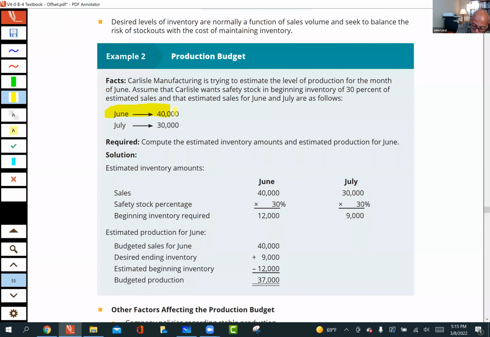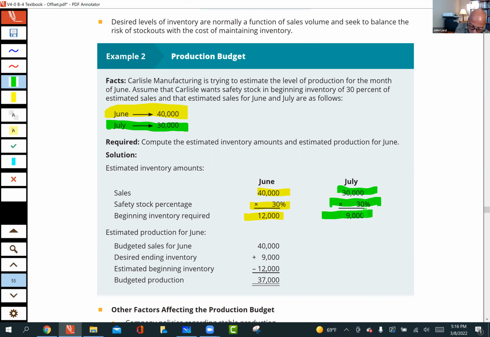The June desired beginning inventory, because we have to know that we would have had that in stock in June. So we picked that up. And then for July, they wanted what? 40% of the sales for July, or yeah, 30% of the sales for July. And so we go ahead and we want to end up with 9,000 units.